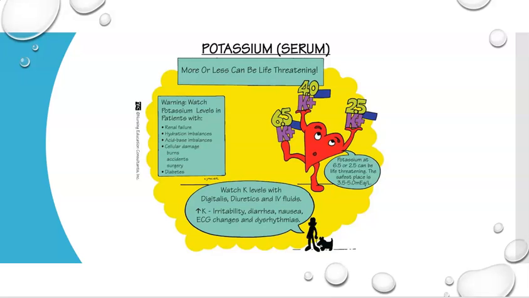Potassium, that's going to be one of the bigger ones that you're going to see in a lot of NCLEX questions. So the normal range on this is 3.5 to 5. Anything more or less than this can be life-threatening, so you really want to think about how it affects the heart. Get those patients on telemetry if they're having any type of hyper or hypokalemia.